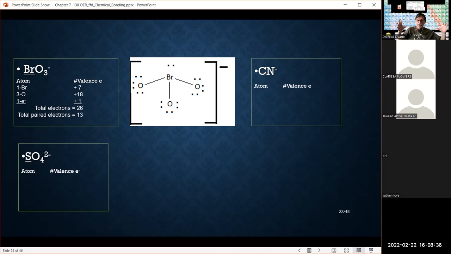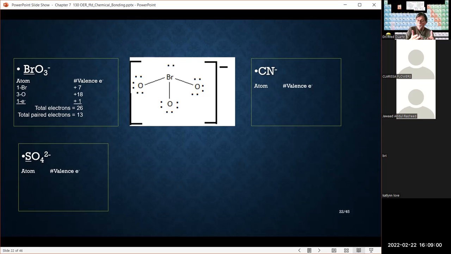So I go to the outside. That's where I prefer to start, and I fill up the octet for each oxygen, and that takes care of 9 of that pair. Okay, which leaves me 1 pair to work with. Well, the only obvious place it can be is in the central atom. Okay, no different than we've been doing.